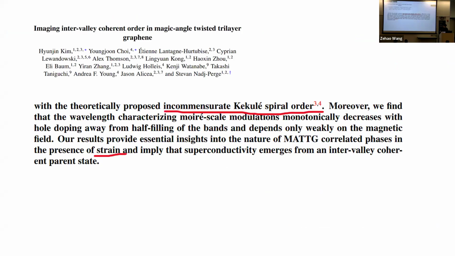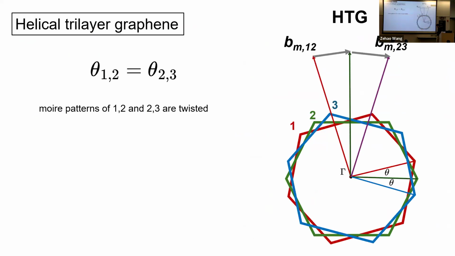Let me also point out that recently they've also found the same incommensurate Kekulé spiral order for trilayers as well. So there does seem to be quite a lot of parallels with the bilayer. Okay, so that was a system which was very similar to bilayer graphene. Let's consider a different limit.